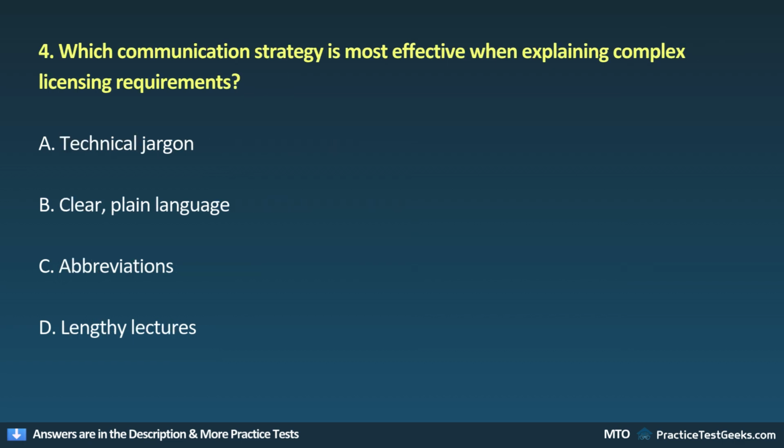4. Which communication technique is most effective for a field training officer mentoring a new deputy? A. One-way directives. B. Active listening and reflective feedback. C. Withholding feedback until the end of probation. D. Relying solely on written notes.